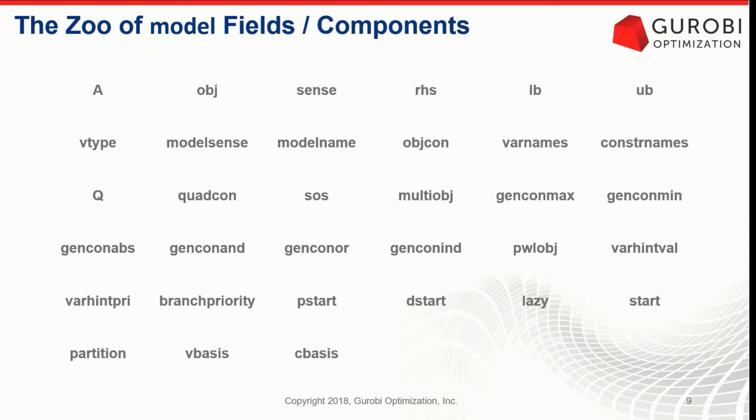This is the zoo of model components that can be defined in this model struct or list. I would say for a typical application, you only need a small fraction of them. And what we will do now is we will look at the ones that are new in 8.0.